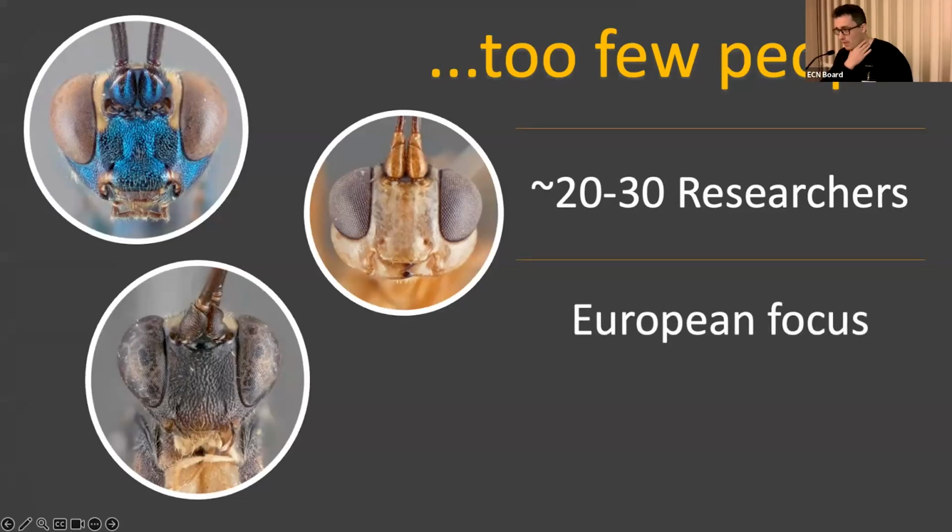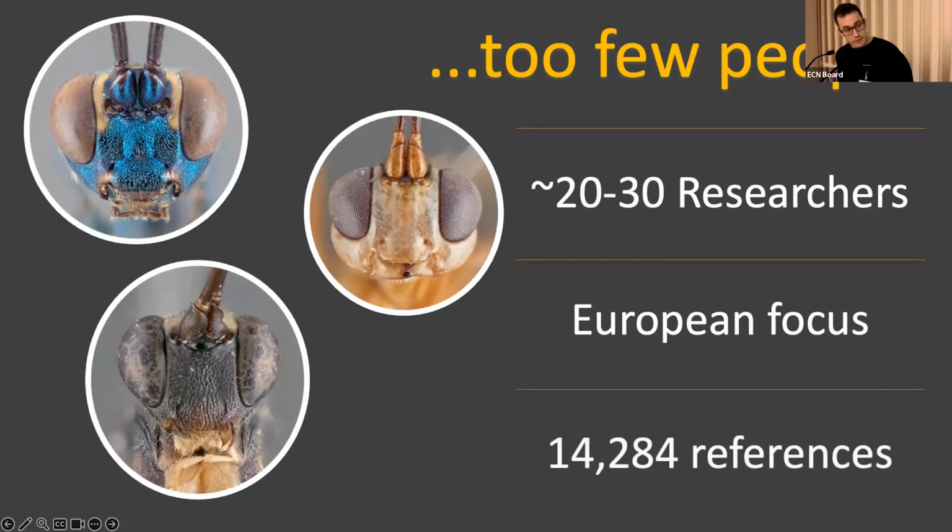And most of them have a European focus, which is great, but it means that all those people are interested in Western Palearctic ichneumonids, not worldwide distribution. And there are more than 14,000 references that all of these people need to handle at any given time. So how can we handle all those names?